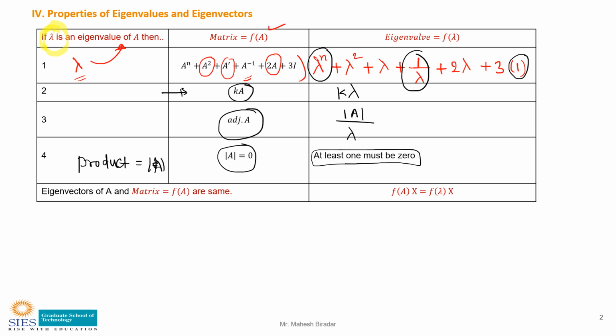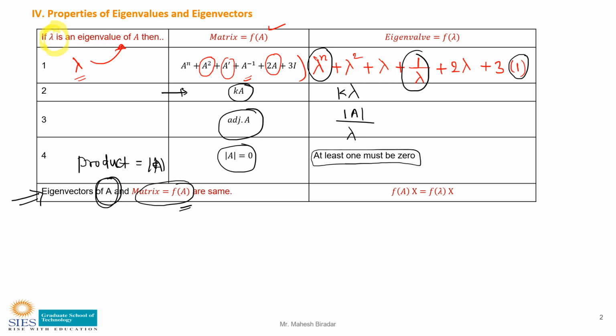Clear? Okay. And very important about eigenvectors, remember: the eigenvectors of A and the eigenvectors of any function of the matrix A are the same. The eigenvectors of A and the eigenvectors of f of A are the same.